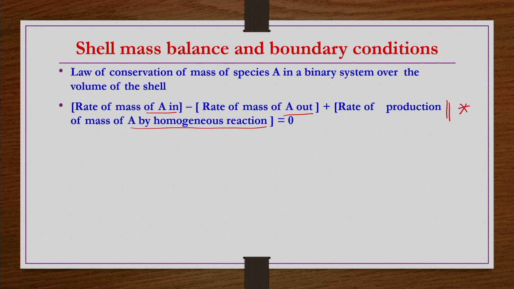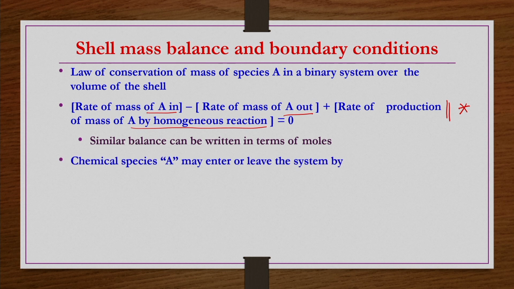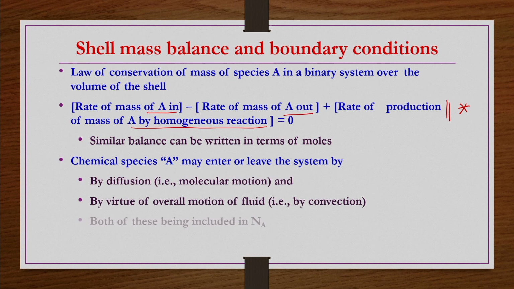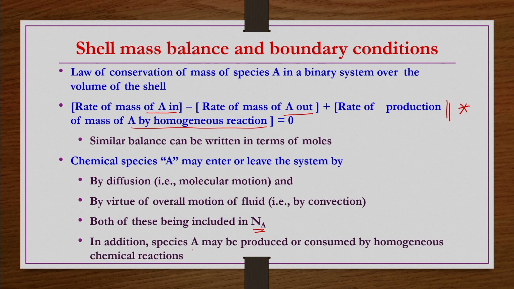We are not going to do the differential equation derivation as we have done for the momentum transfer equations or heat transfer equations, but every time we are going to follow this simple approach, because in the case of mass transfer, writing such a balance for a given specified problem is much easier. Okay. A similar balance can be written in terms of moles as well, and chemical species A may enter or leave the system by both diffusion and convection, and both of these are included in the combined flux capital NA, and in addition species A may be produced or consumed by homogeneous chemical reactions, that is also possible, right.